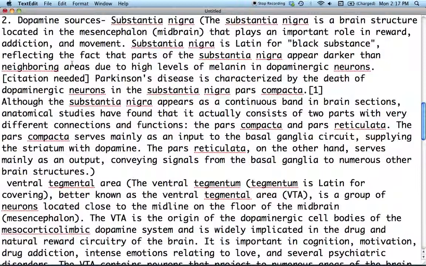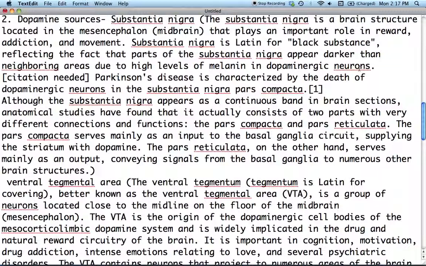Substantia nigra is blah, blah, blah. It appears dark because there's melanin? Yeah, high levels of melanin in the dopaminergic neurons. Parkinson's disease is characterized by the death of dopaminergic neurons in the substantia nigra, in particular the pars compacta.